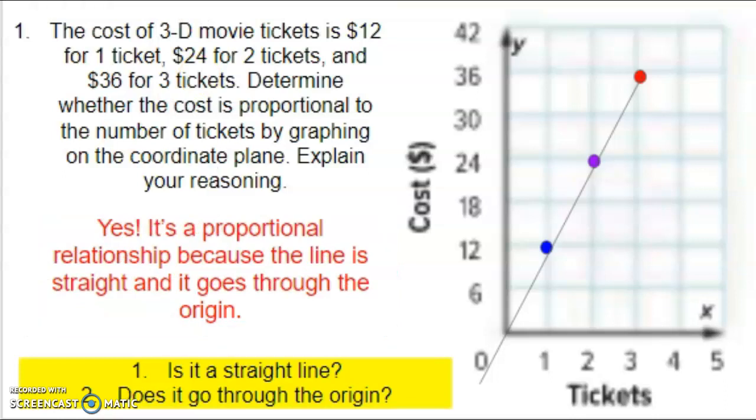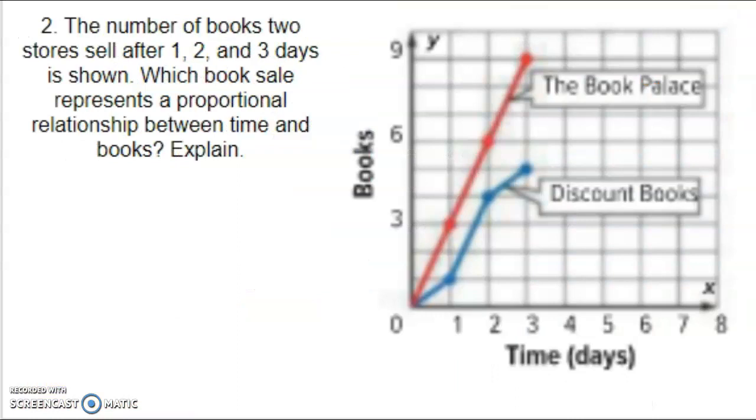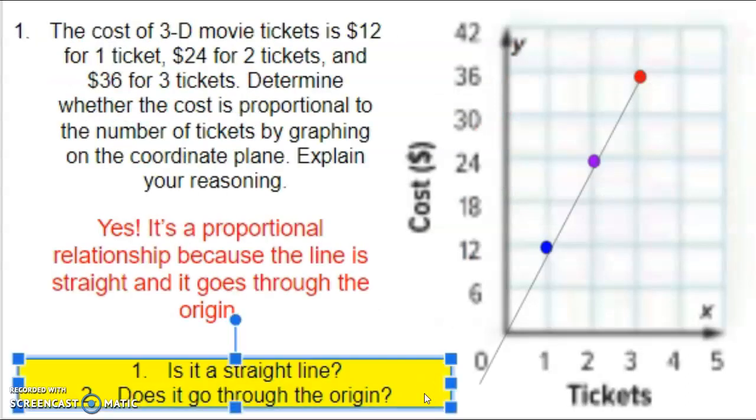All right, perfect. Next is problem number 2. It says that the number of books 2 stores sell after 1, 2, and 3 days is shown. Which book sale represents a proportional relationship between time and books? Explain. Well, what 2 things am I looking for in my picture? Let's look back here. 1, is it a straight line? 2, does it go through the origin?